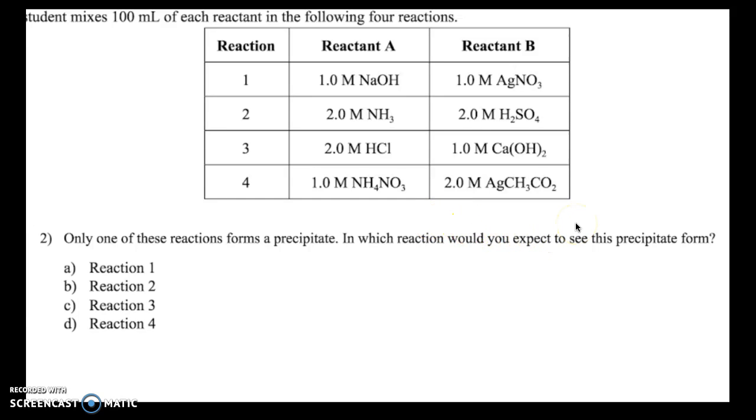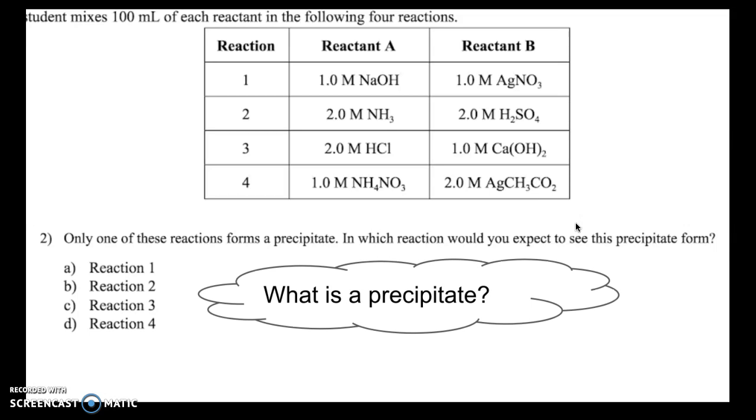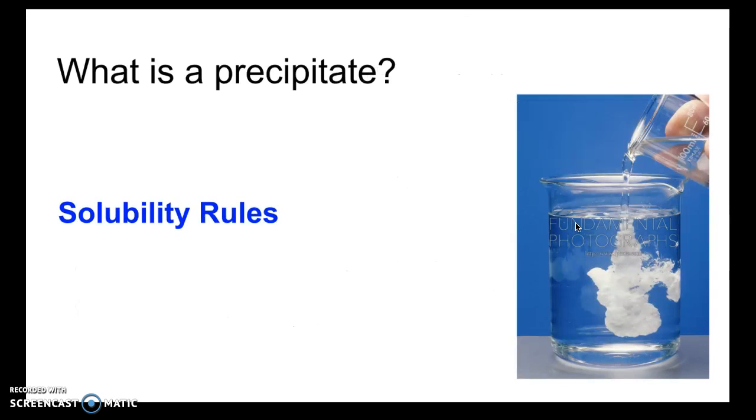So the first thing, in order to solve this problem, we're asked to find a precipitate. Well, what is the precipitate? Which reaction forms a precipitate? I don't know unless I know what a precipitate is. All right, so in order to do that, let's talk about a precipitate. This goes back to your solubility rules.